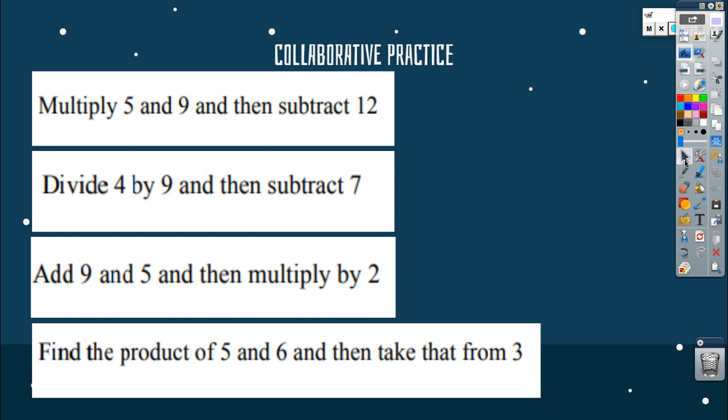So what I want you to do is pick 2 problems from this screen and try to write the matching expression. If you get stuck, ask your teacher for help. If you feel comfortable, try all 4.